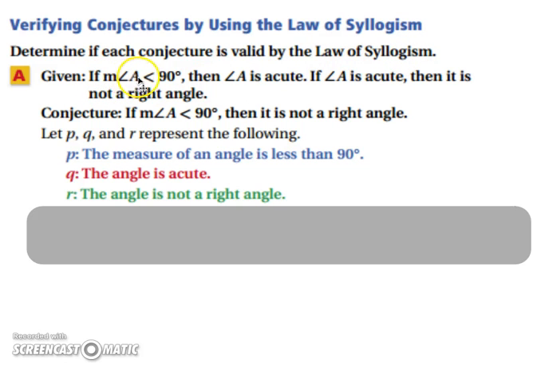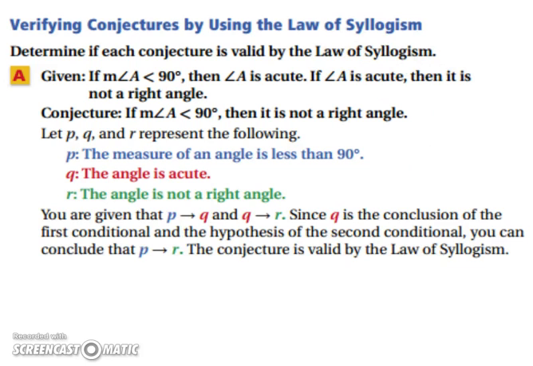Okay, if the measure of angle A is less than 90, then angle A is acute. If angle A is acute, then it is not a right angle. So you have your P, your Q, if Q, and then your R. So therefore your conjecture must state P then R. So if the measure of angle A is less than 90, that's your P, then it is not a right angle. There's your R. So if P, then Q, if Q, then R, therefore your conjecture would have to be if P, then R. If it follows that pattern, it's valid by the law of syllogism. If it does not follow that pattern, then it is not valid. Okay? Let's try the next one.